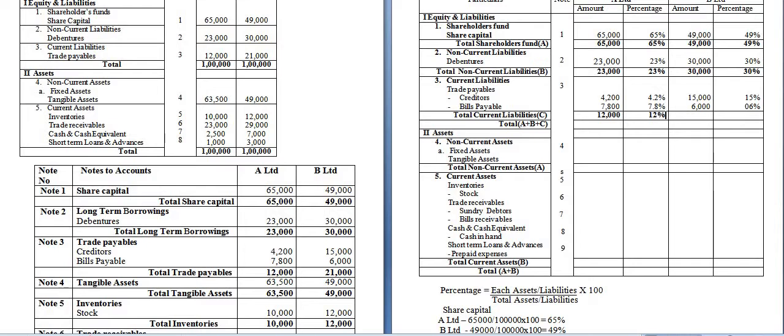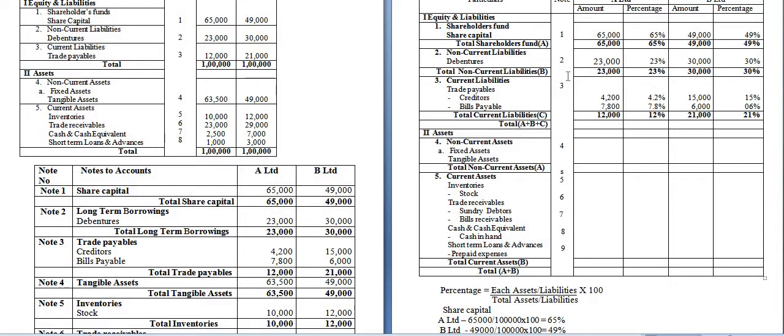Okay, 12%. Next one, 15,000 plus 6,000, total is 21,000. Percentage, 21,000 divided by 1 lakh into 100 is 21%. Okay, now make the total of equity and liabilities. In bracket write A plus B plus C.